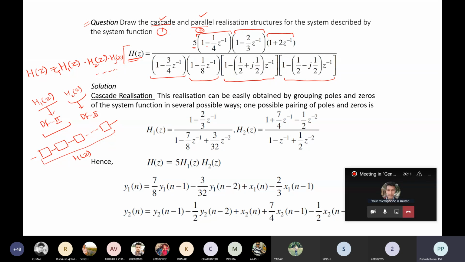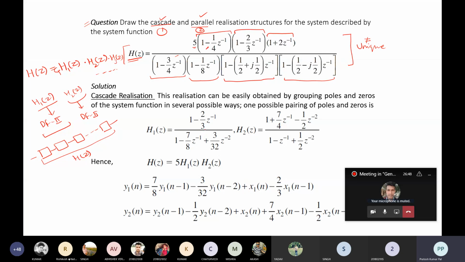So there are different ways. Either suppose this way, and this one we can select, or some may select this one and this one as H1 of z. Okay, so there are different possible solutions. This realization will not have a unique solution. It will not have. So it does not give you a unique solution; based on the preference, whatever numerator and denominator poles or zeros you have selected, you can have different realizations. Okay, so one of the possible ways is given here.